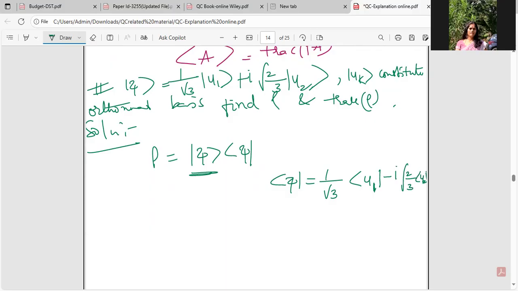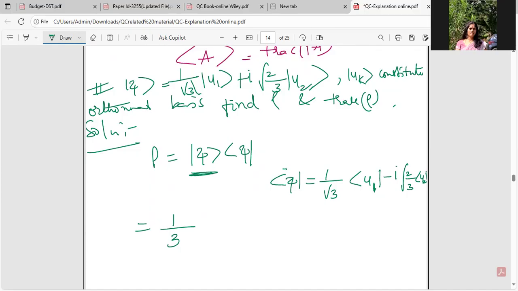Okay. So what do I get when I multiply both? This into this. Why? Because ket xi is ahead. So 1 by root 3 into 1 by root 3 becomes 1 by 3.